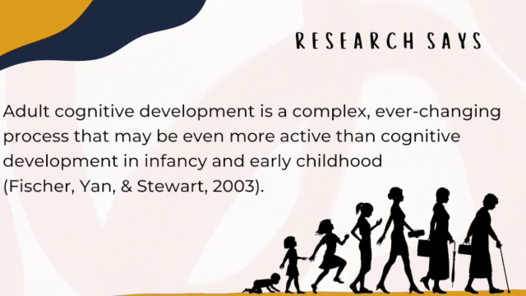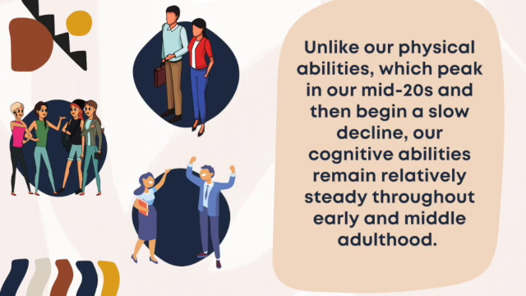Because we spend so many years in adulthood, more than any other stage, cognitive changes are numerous during this period. In fact, research suggests that adult cognitive development is a complex and ever-changing process that may be even more active than cognitive development in infancy and early childhood. Unlike our physical abilities, which peak in our mid-20s and then begin a slow decline, our cognitive abilities remain relatively steady throughout the early and middle adulthood.